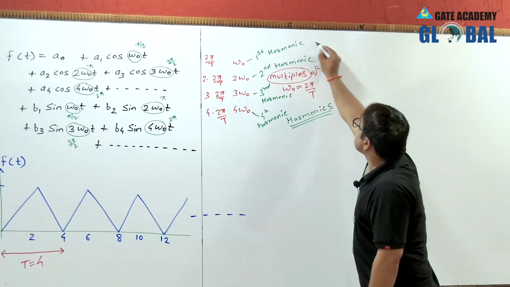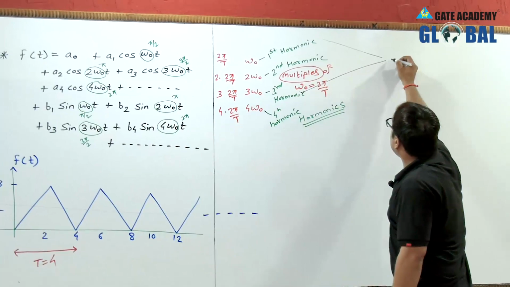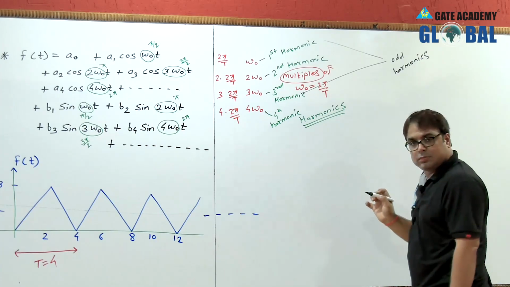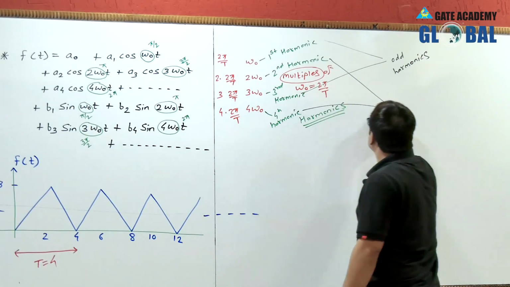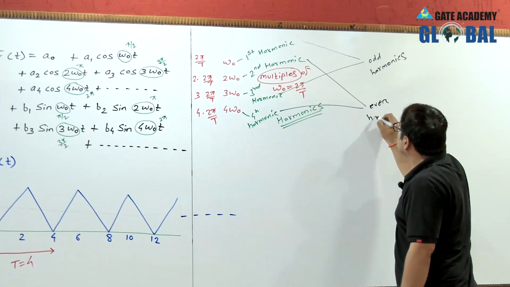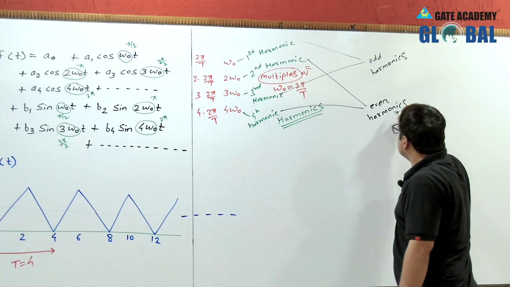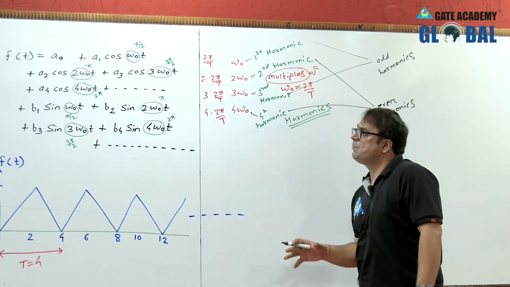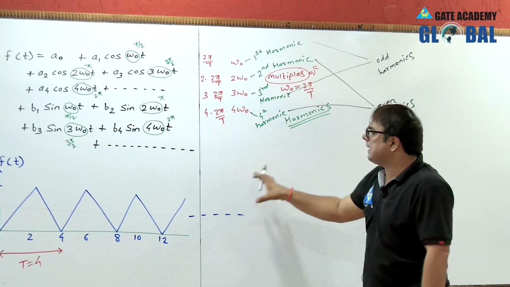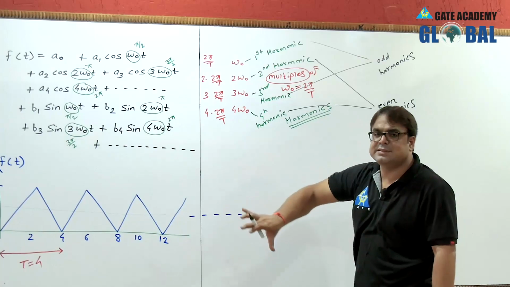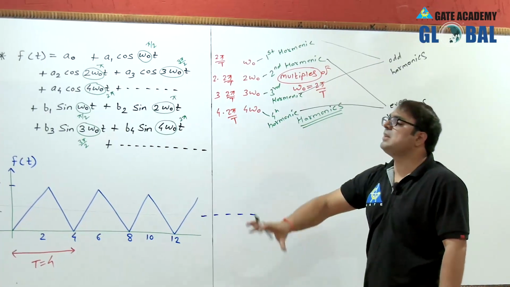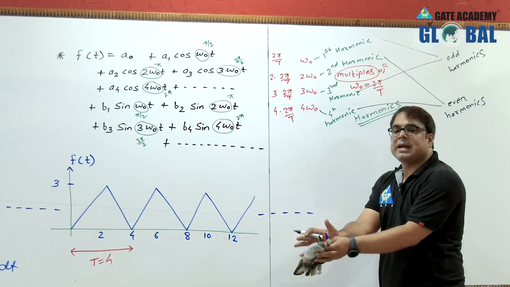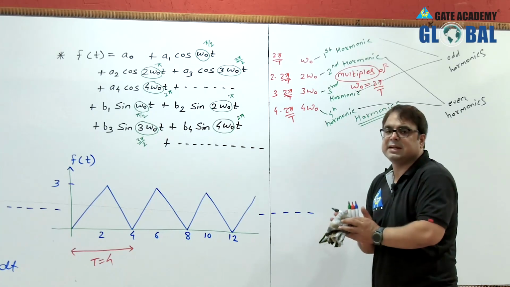The first harmonic, the third harmonic, all of these are also called odd harmonics. The second harmonic and fourth harmonic are called even harmonics. We are going to use all these terms, so I am defining them in the basics part. This was all about the basic introduction of the trigonometric Fourier series. Just wait and watch how we apply all these concepts on previous year GATE exam questions.